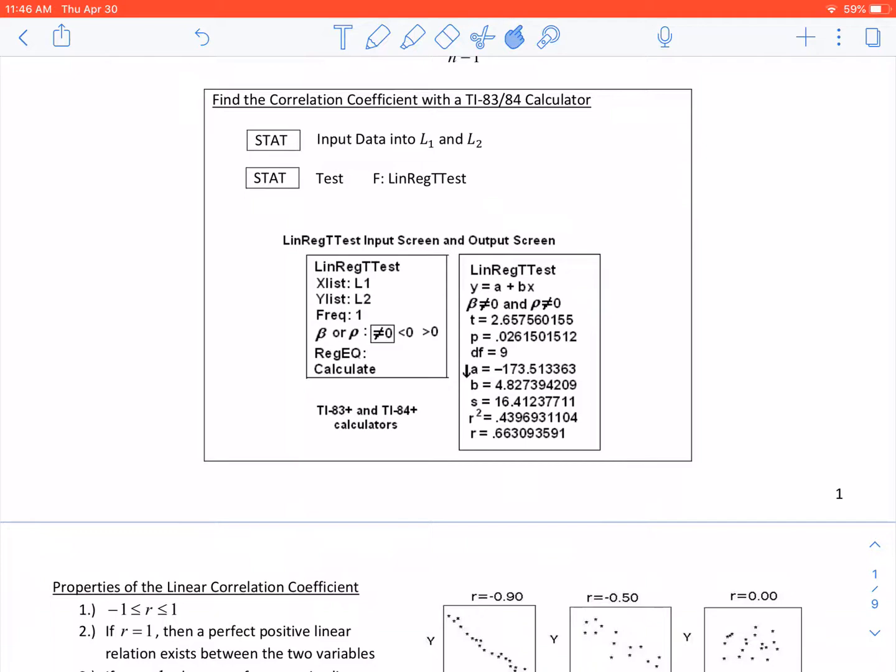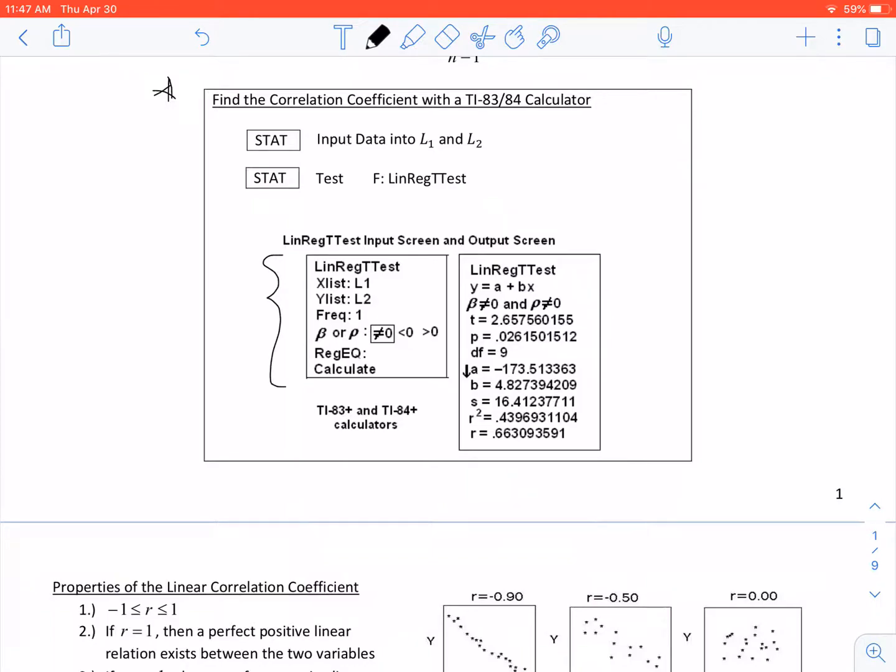So to find the correlation coefficient with a TI-83 or 84 calculator, input your data into L1 and L2. You're going to go to STAT, to TESTS, and to F. It's LinRegTTest, and if it's something else for you, change it so it matches what you have. A little different here with the calculator stuff, and the reason why is because there's so much information given. You're going to get a whole bunch of output, and we'll be referring back to this quite often.